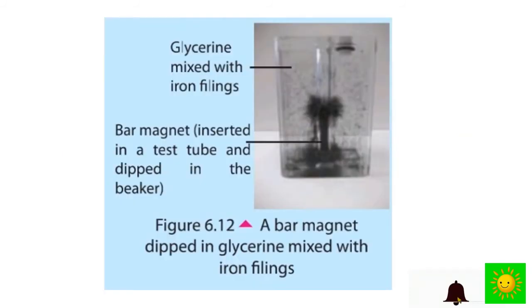Fill the beaker with glycerine or coconut oil and mix in the iron filings. Insert the bar magnet into the test tube and dip it slowly into the beaker. Observe the pattern in which the iron filings are arranged around the magnet. Like this, you can see the glycerine mixed with iron filings, the bar magnet inserted into the test tube and dipped into the beaker. Then you can see the arrangement of the magnetic field of the magnet.